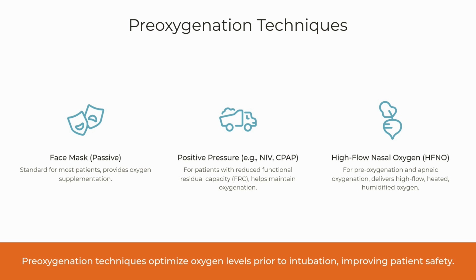For those with reduced functional residual capacity, FRC, such as obese or pregnant patients, positive pressure techniques like non-invasive ventilation, NIV, or continuous positive airway pressure, CPAP, are ideal. These methods increase FRC and improve oxygenation by opening collapsed airways. High-flow nasal oxygen, or HFNO, delivers heated, humidified oxygen at up to 70 liters per minute and is versatile, supporting both preoxygenation and apneic oxygenation, especially in patients who can't tolerate a tight mask.